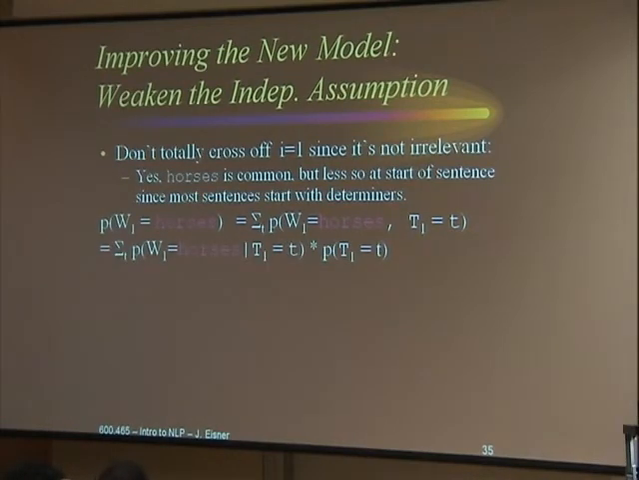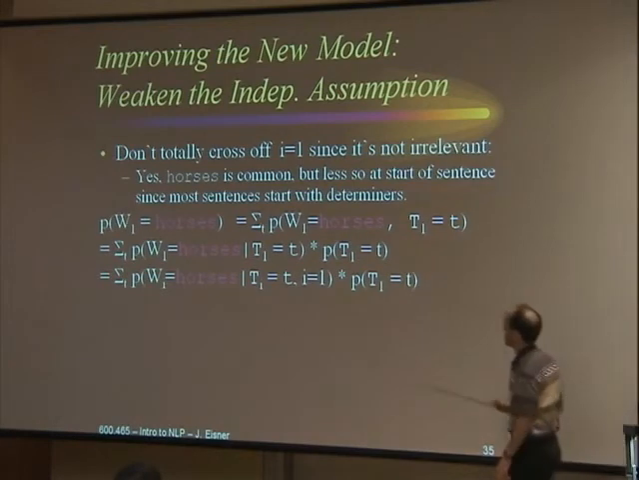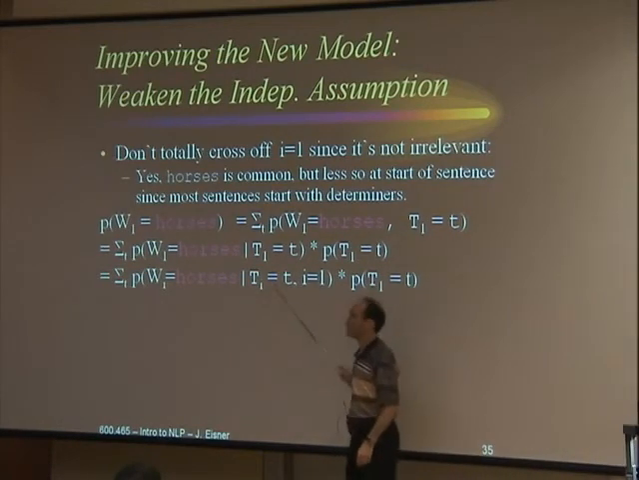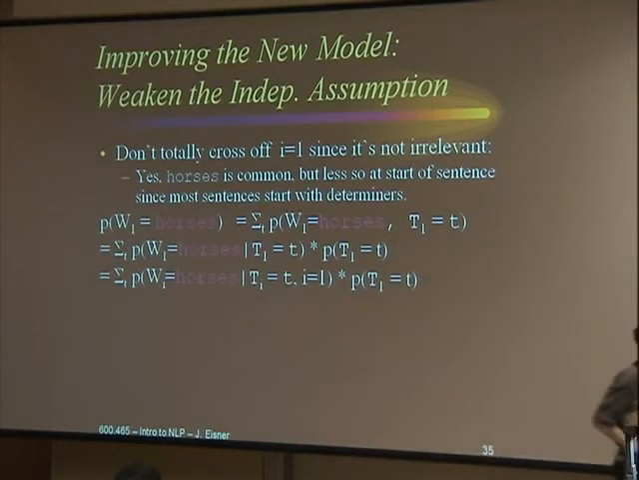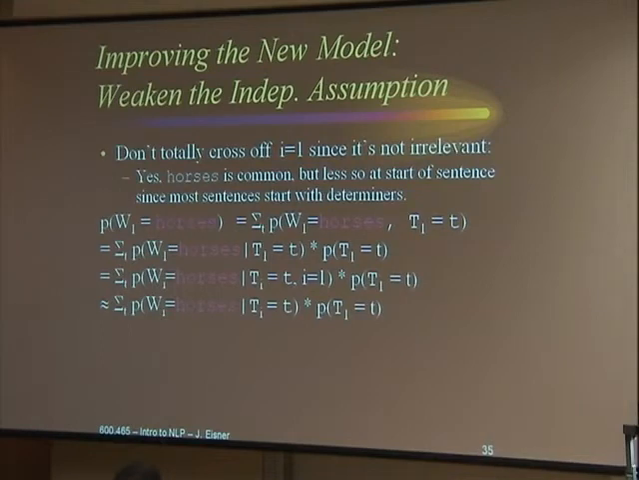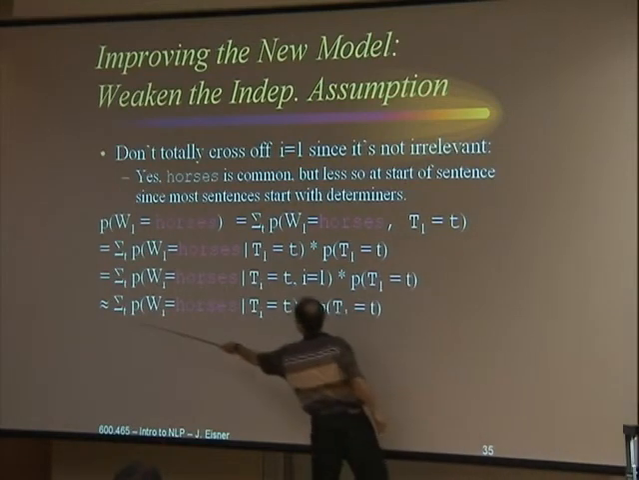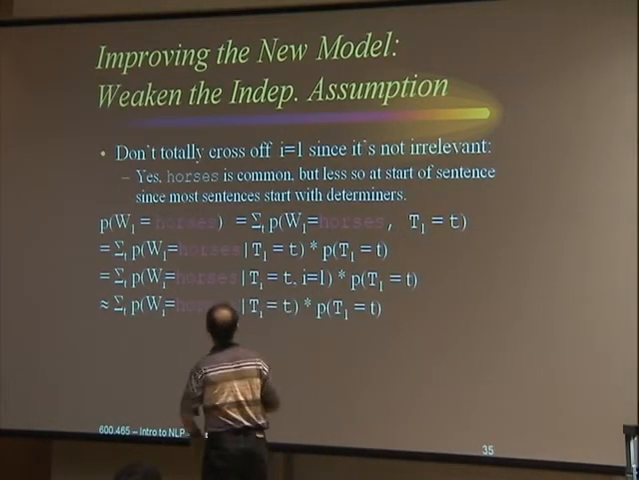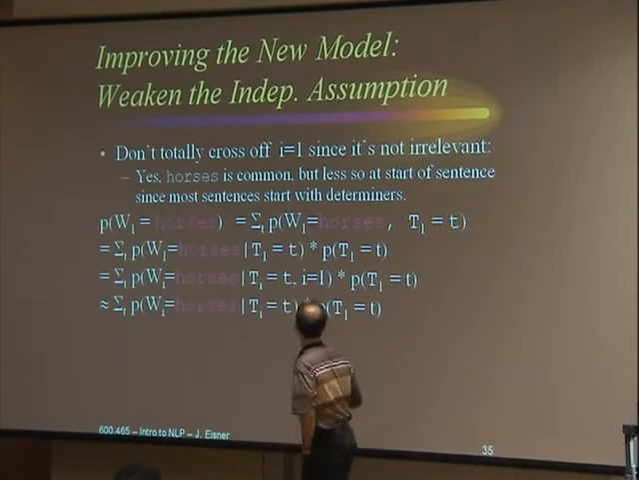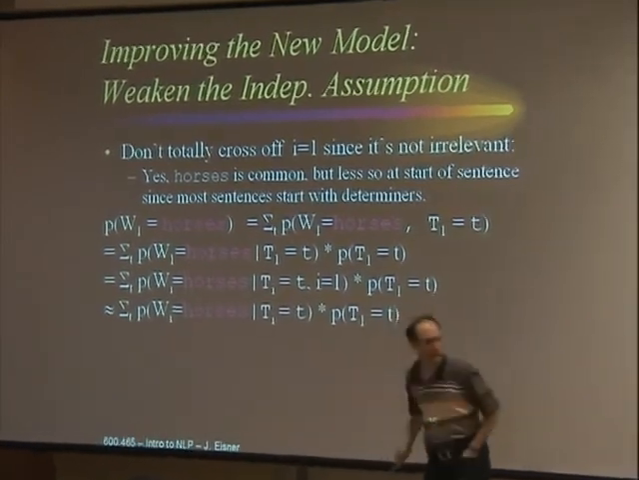Well, once we do that, we can now factor by the chain rule. Probability that word 1 is horses, given that the first tag is t, times the probability that the first tag is t. And now what I'm going to suggest is that we back off over here. Okay, so we're going to say that the first piece doesn't care whether i is 1. So that's why we have this approximation here. It's because we decided to ignore that. So what this is saying is, actually, let me expand this.